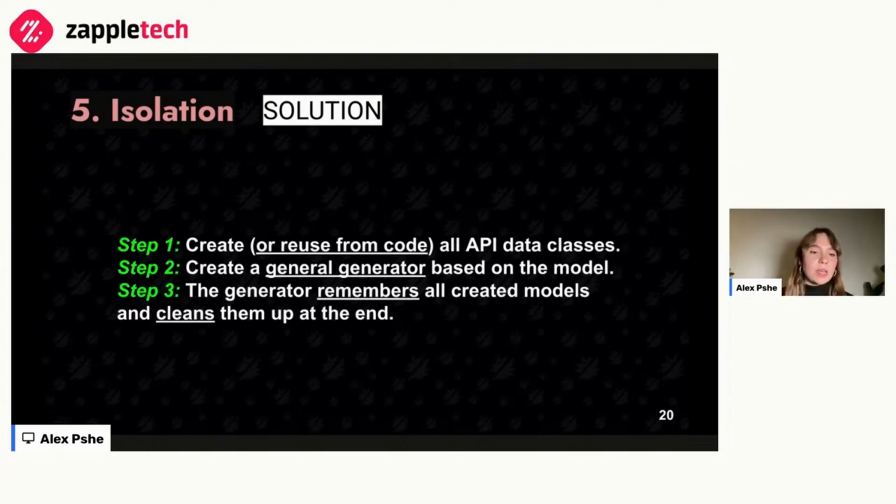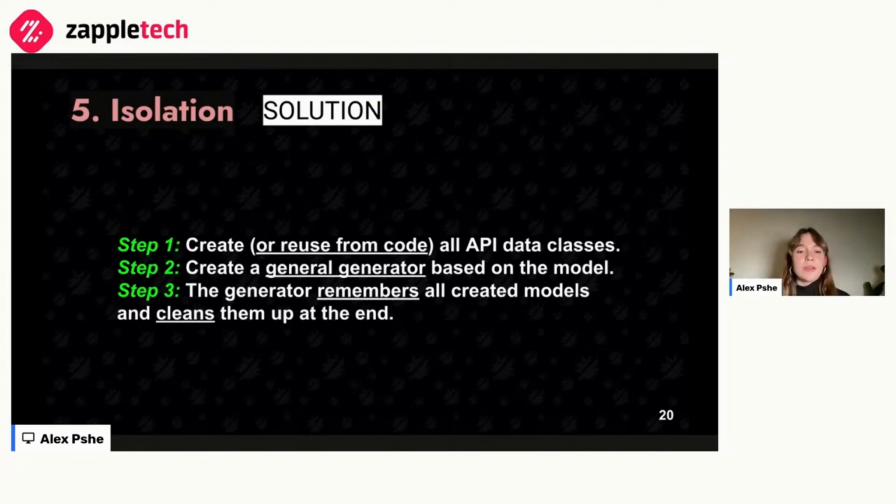Yeah, and that's why we also have, we can say, a scalability point here, because we can add new data classes for the API, and it will work automatically. So again, we will remember this information and we will clean it up in the end. So that's basically it.